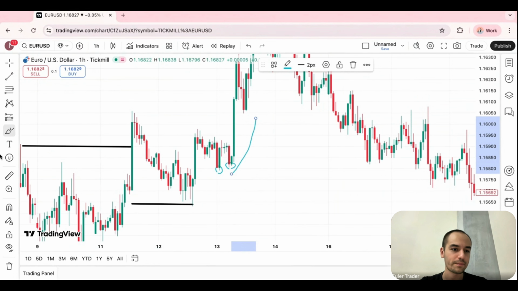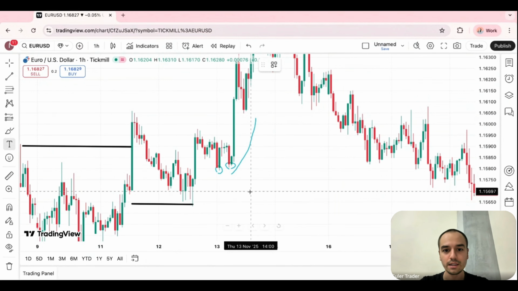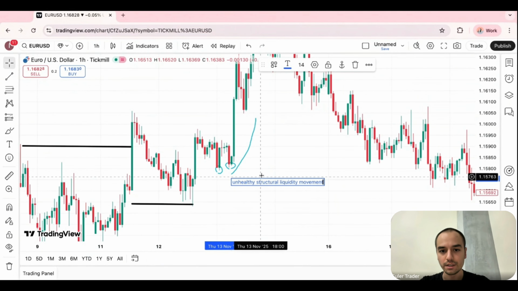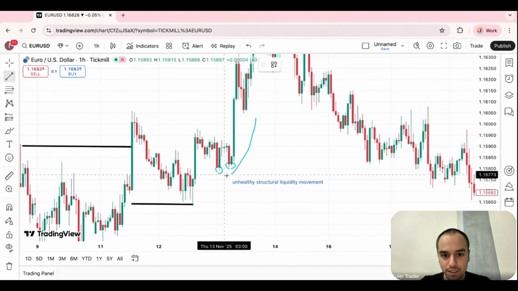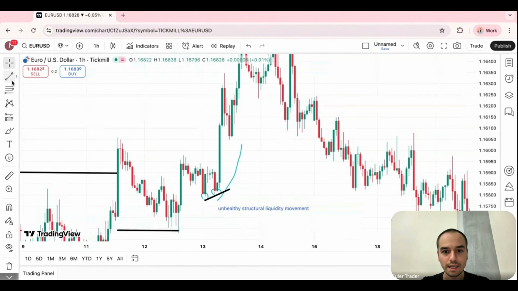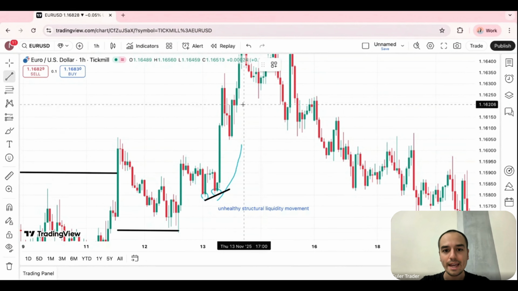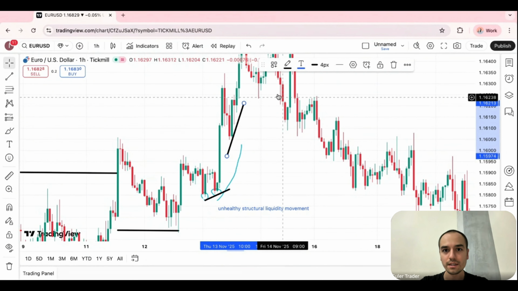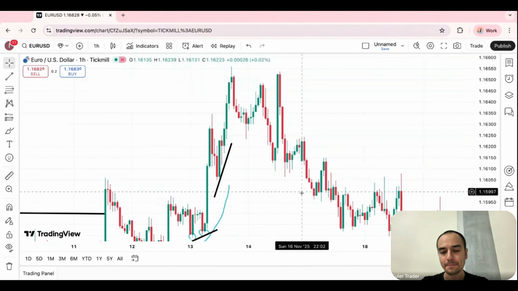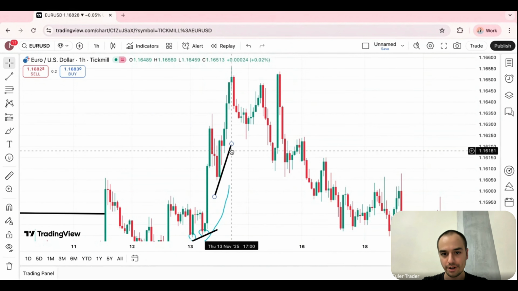So this is basically an unhealthy structural liquidity movement, what we see here. The liquidity is not being swept. Then here the same, the liquidity is being left behind, and this liquidity which is left behind allows for the reverse of the trend.